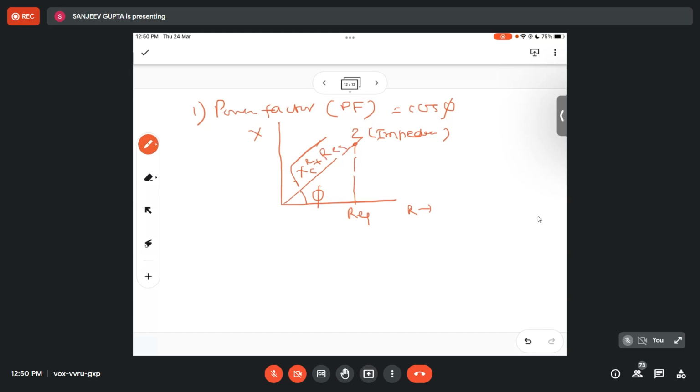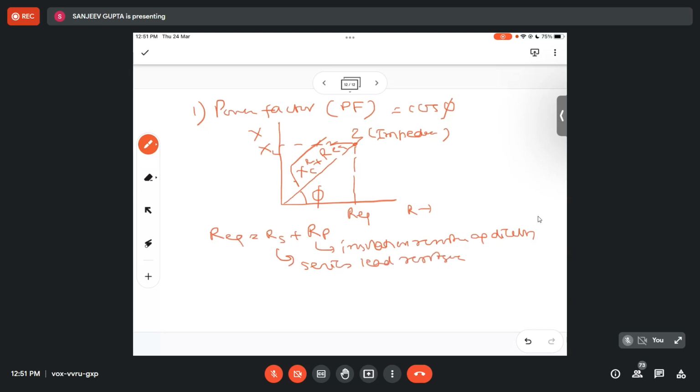R equivalent square. And this is my XC. Okay, so this is how we define it, and this R equivalent is equal to RS plus RP. RP we have understood, it is the insulation resistance of the dielectric. And RS is the series lead resistance, that means the small r which I have taken, which is denoted as r plus r. So it is the series of the two resistances there.